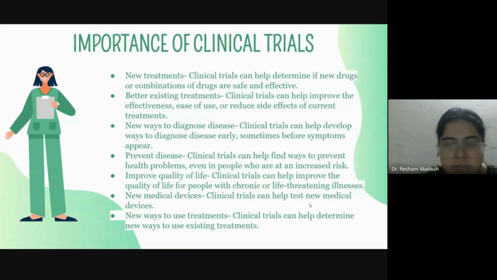We can test new devices as well, and we can get to know which device is effective and safe. Then the last point is new ways to use the treatments. There might be existing treatments in the market that we might be using for only one type of disease. We can broaden our perspective about drugs when we do clinical trials. We can get new ways in which we can use the same existing drug.